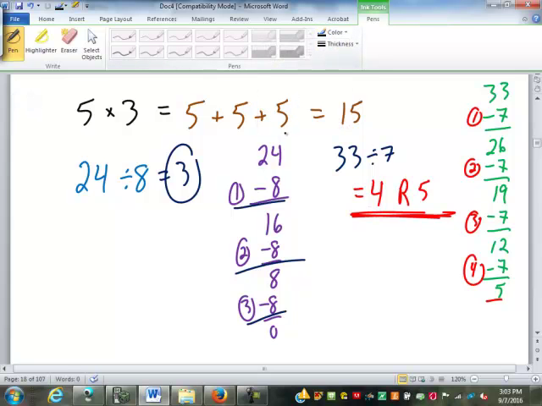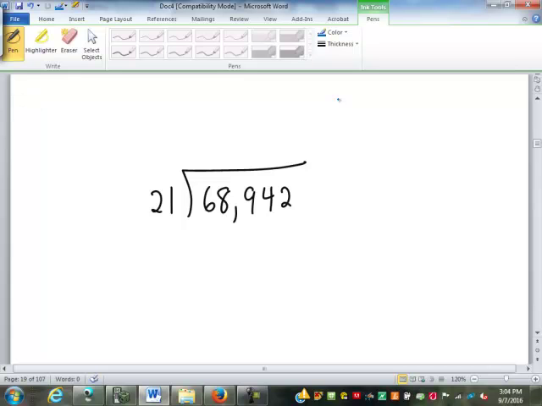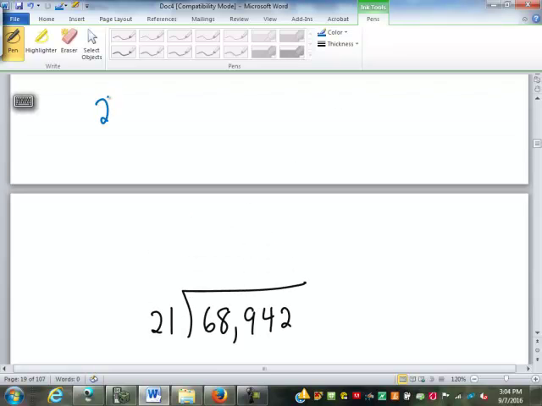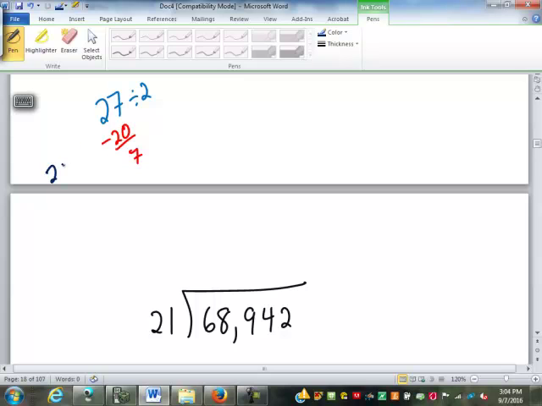So what does all this have to do with long division? Let's take a look. Well, let's take 68,942 divided by 21. Now, we just said that division is repeated subtraction. Well, I am not about to start subtracting 21 from 68,000. We don't have that kind of time. But if I think about, let's say I had 27 divided by 2. Instead of just subtracting 2, I might subtract 20 to get 7. What did I do with that 20? Well, where did it come from? What I was doing is I was going to subtract a bundle of 2's. The 20 is 10 2's, and I subtracted them all at once.